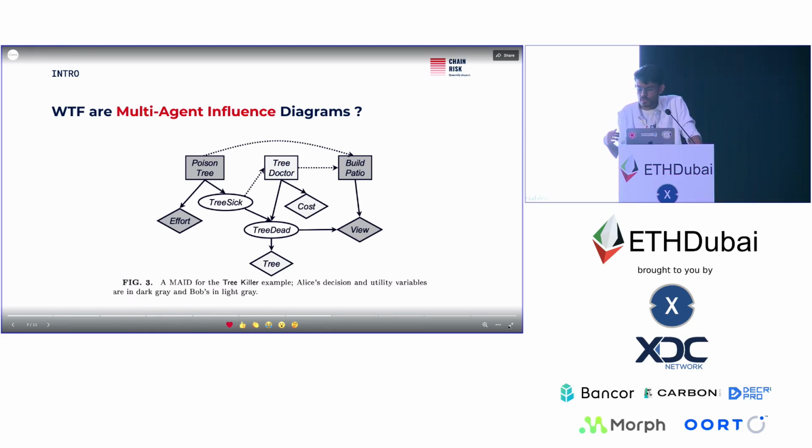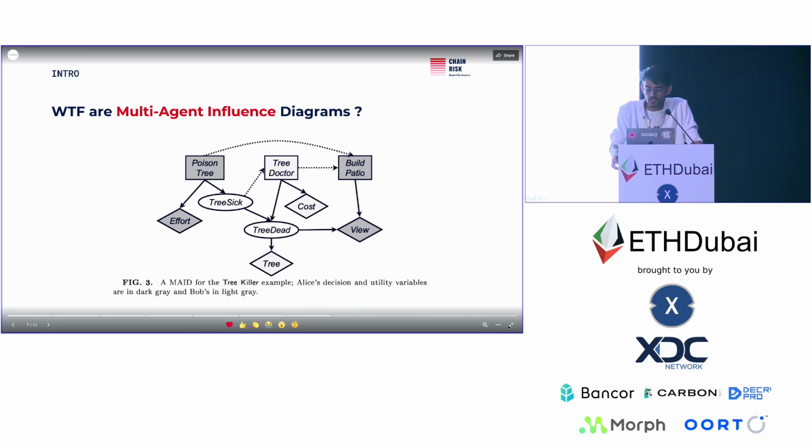Within this, which one is the chance variable, which one is the decision variable, and which one is the utility variable? The decision variables are the top three things in squares, which tell about poisoning the tree, calling a tree doctor, or building a patio. These are decisions you want to make. What's the utility variable? The utility variables are the things which you are incurring. So what's the cost of it? You want to minimize the cost, of course.